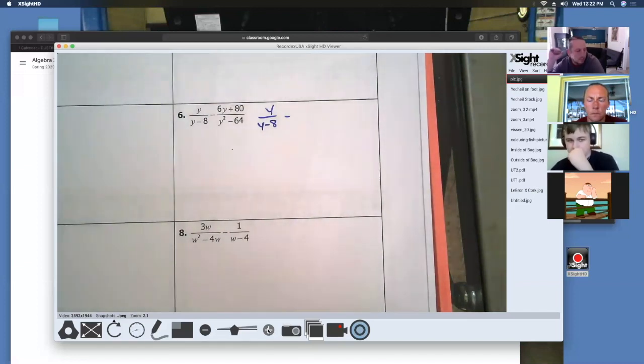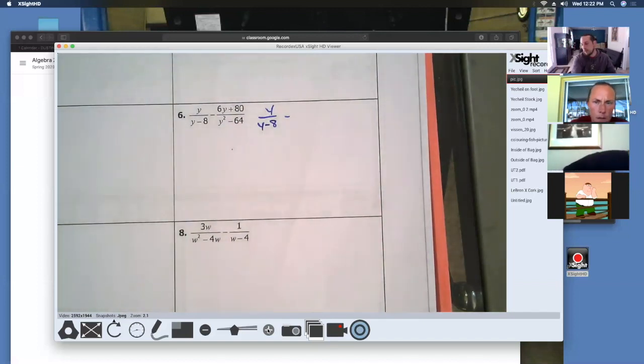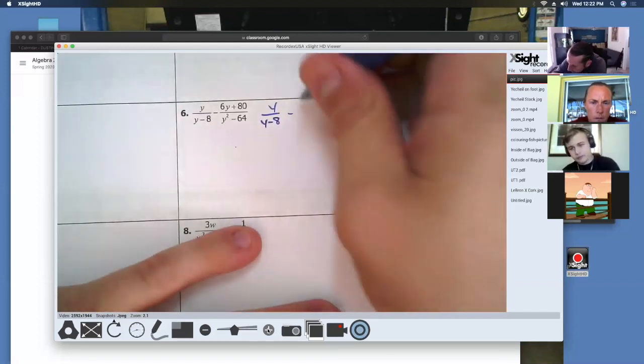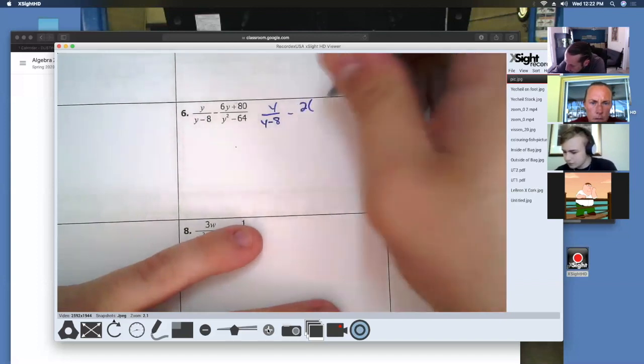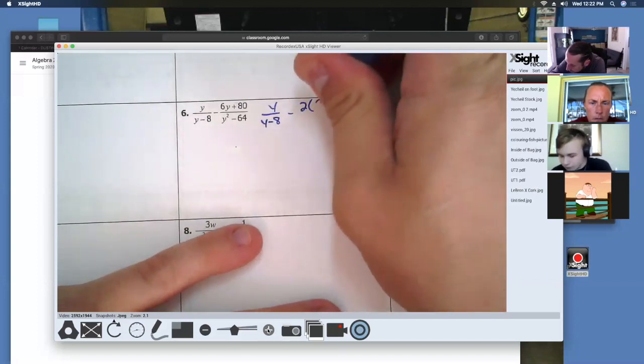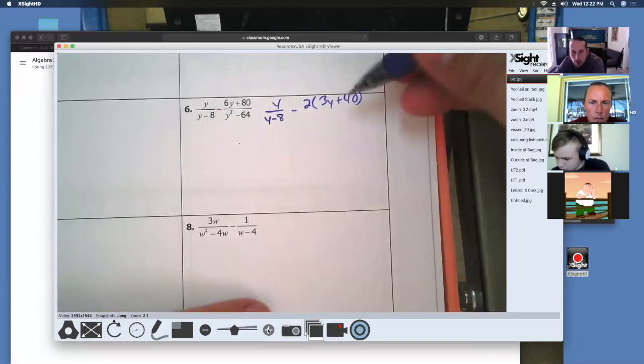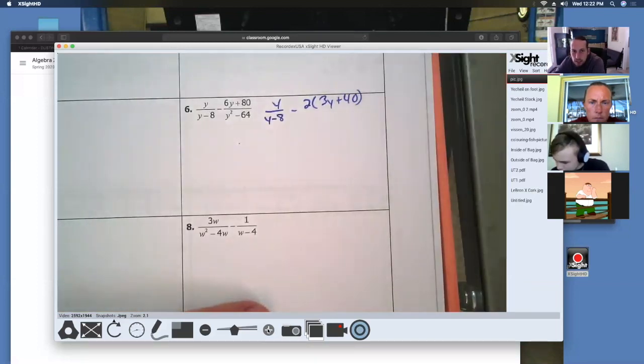The GCF of 6 and 80, I guess it has to be 2. It can't be 3 or 4. All right, so if I pull out a 2 up here, I have 3y plus 40. So again, I don't even think I really need to do that. I probably should just have left that as is.